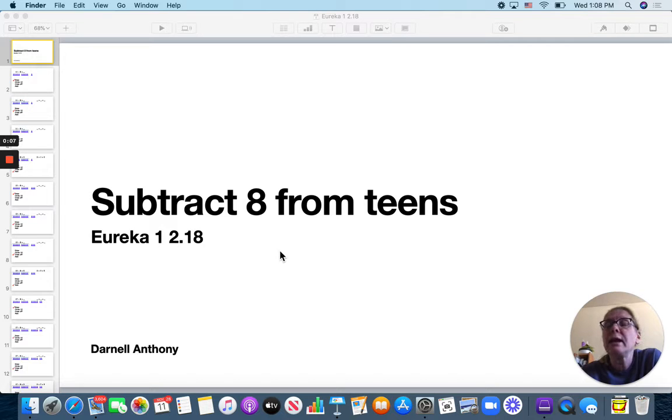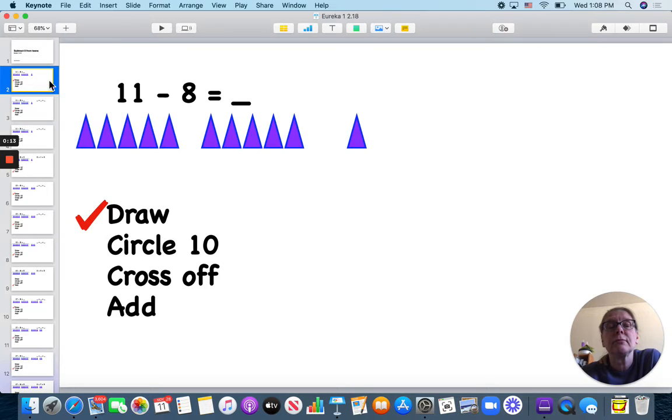Remember, we've got kind of a list that gives us the directions on how to do it. So we're going to continue to use that today. Remember, our list is to draw what our problem is, circle 10, cross off, and in this case it's cross off 8, and then add our remaining numbers.